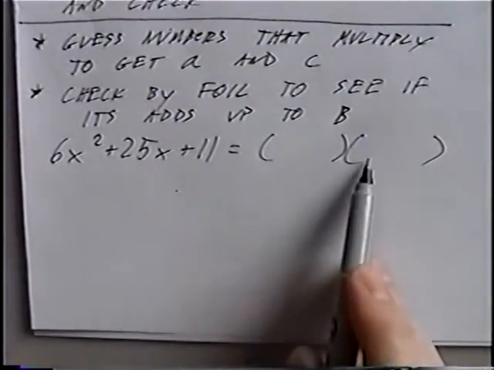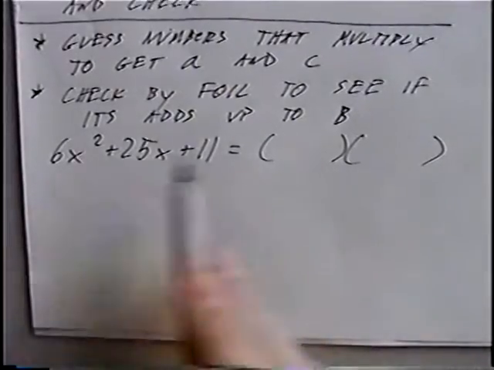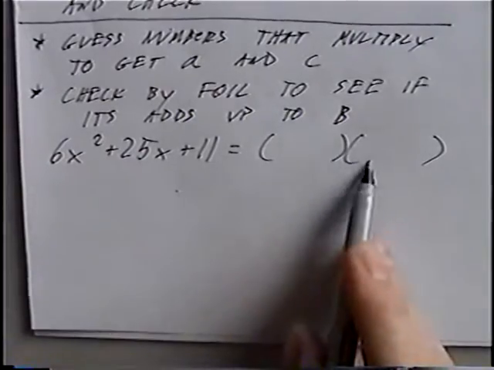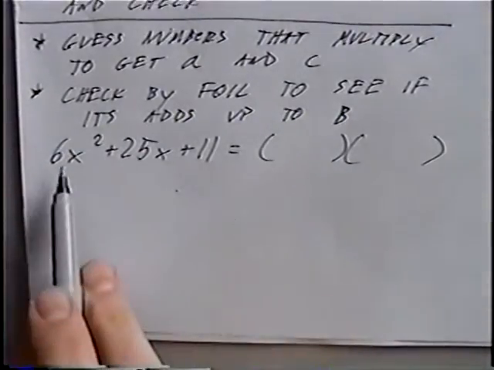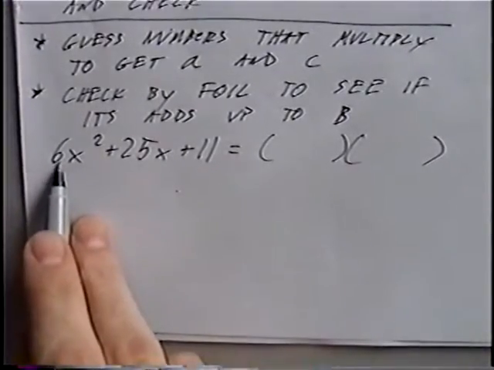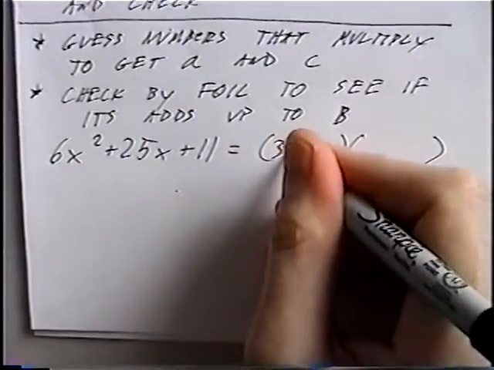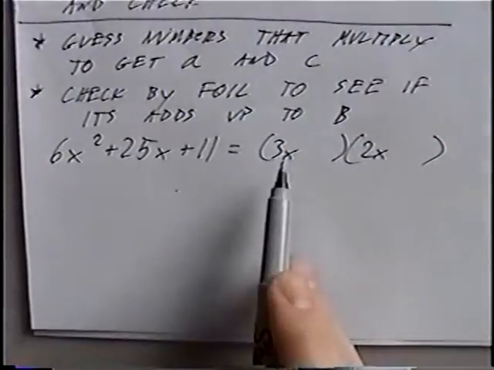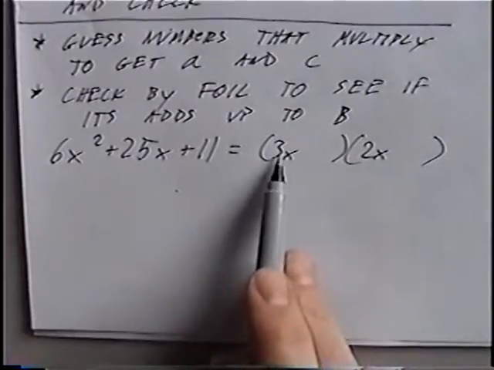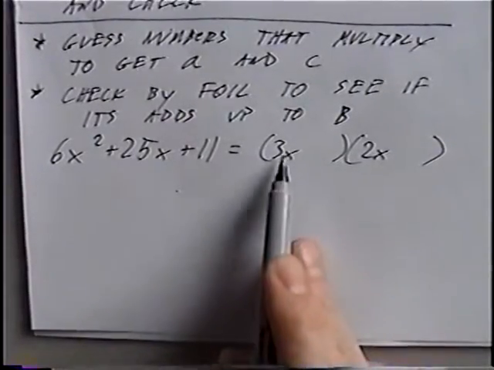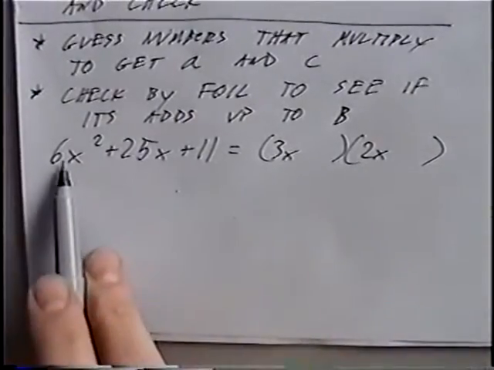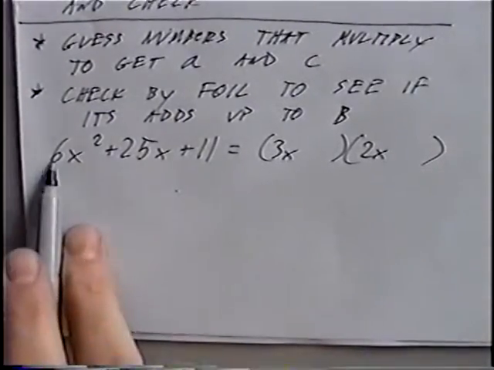We need a number in front of each parentheses with the variable x, and we need a number at the end of each parentheses. The first two numbers will be the first two numbers that we guess that multiply to get a. So for example, numbers that multiply to get a could be 3x and 2x. 3x times 2x would be 6x squared. You could also make this 2x and 3x. You could also do 6 and 1. Any combination, but we're just guessing and checking two numbers to see if it multiplies to get 6.